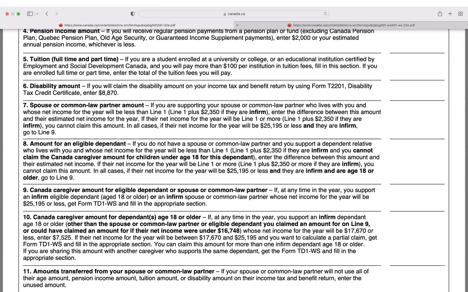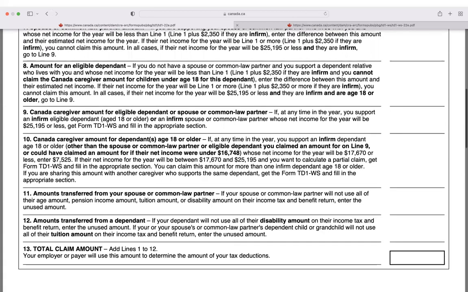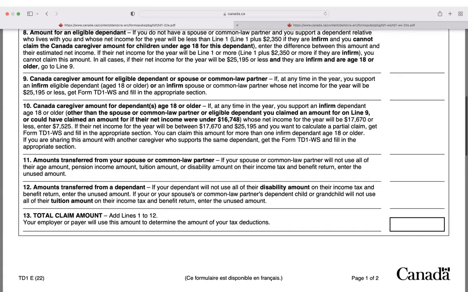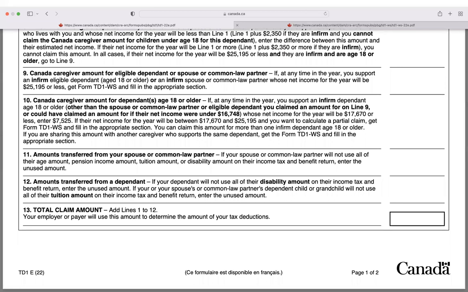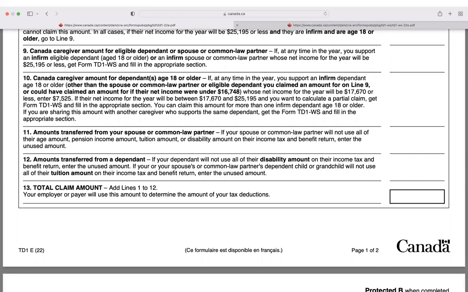Then number nine, Canada caregiver amount for eligible spouse or common law partner. If at any time in the year you support an infirm eligible dependent 18 years or older, or an infirm spouse or common law partner for the year, you fill in line 9.